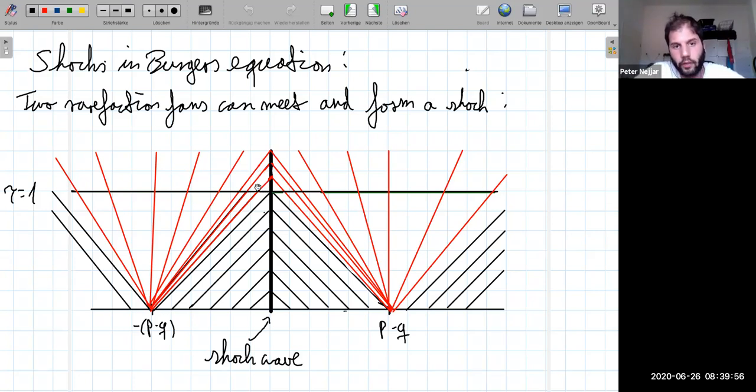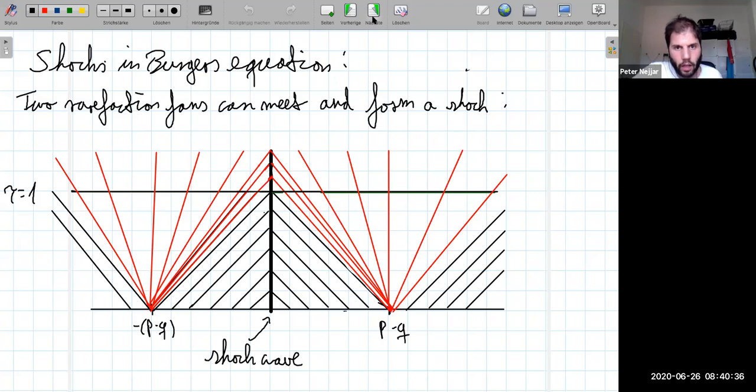And so what this means is that if you look after the macroscopic time 1, then actually the information coming from the two rarefaction fans will interact with each other. Before, if you look at tau smaller than 1, these two rarefaction fans do not interact with each other. They do not see each other. Okay? And this thick black line here is the shock wave, which in this example has 0 speed. Okay? I hope this is clear.